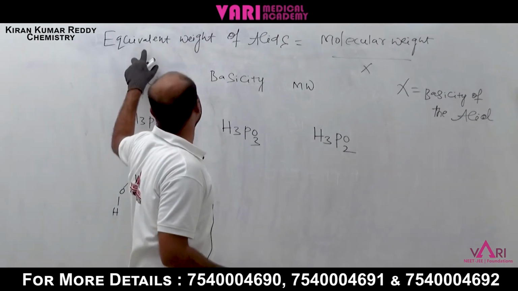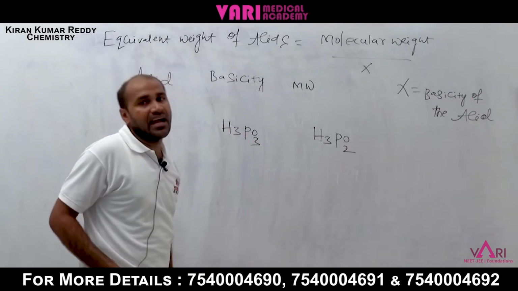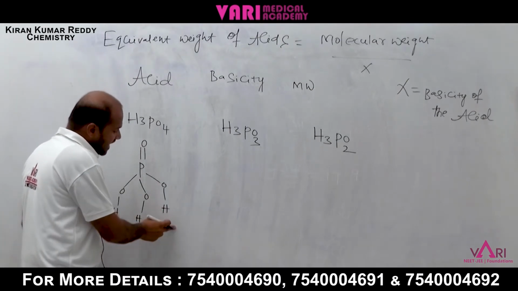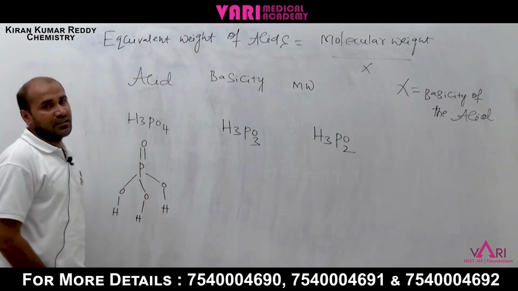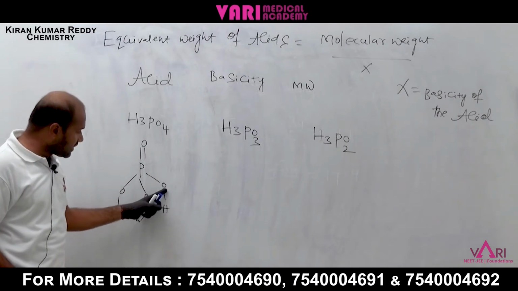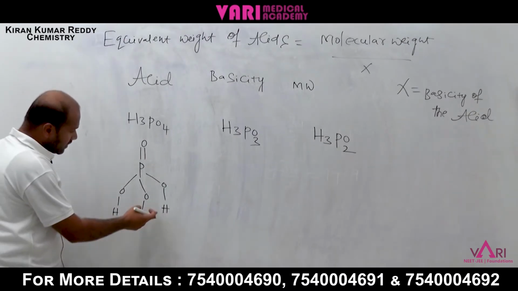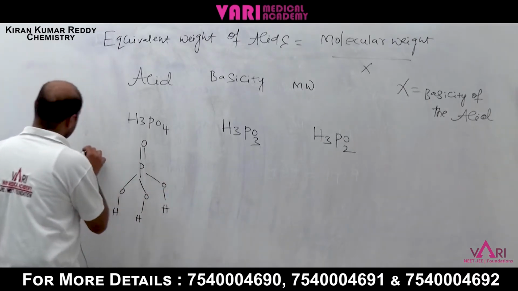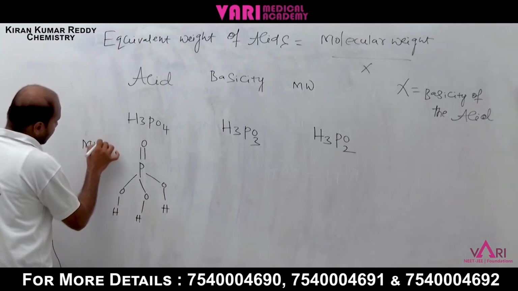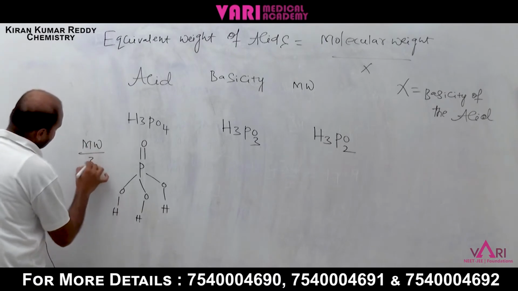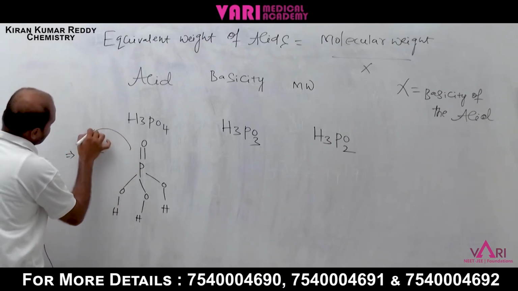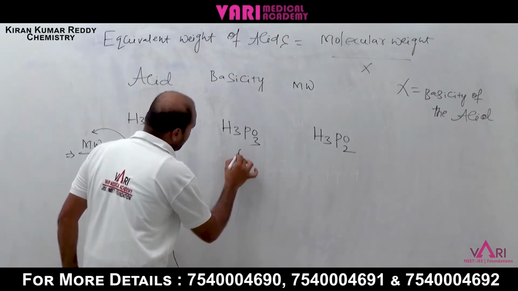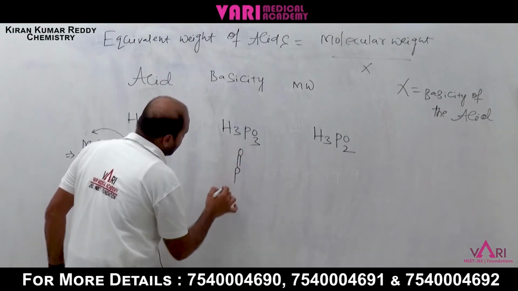How to calculate the equivalent weight of the acid? Because of the number of hydrogens joined with oxygen, here the number of hydrogens is 1, 2, 3. That's why here it is molecular weight by 3 for the first structure. If you take this one, P double bond O, how many hydrogens are there?